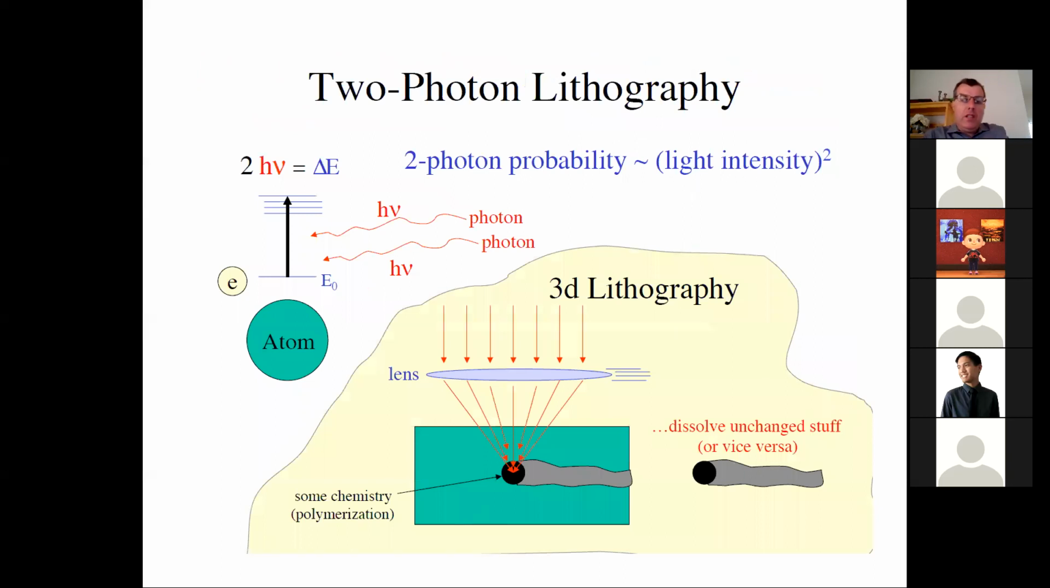Two-photon lithography is something we'll get to next week or the week after. You hit something with 2 photons and it absorbs. And the beauty of that is that unless you're right near the focal point, the odds of getting 2 photons to arrive at the same time are very, very low. So you can etch patterns with light.